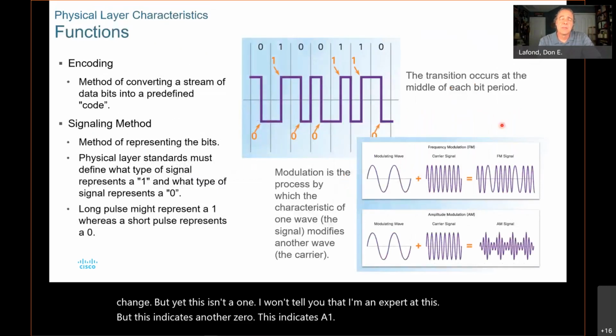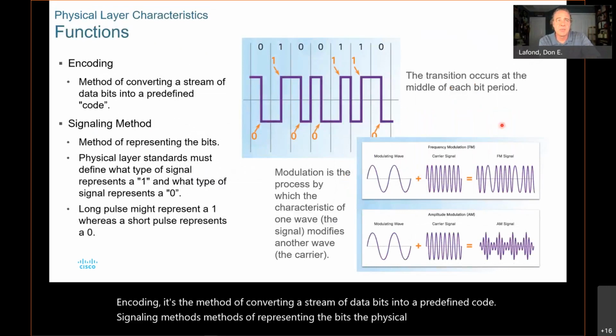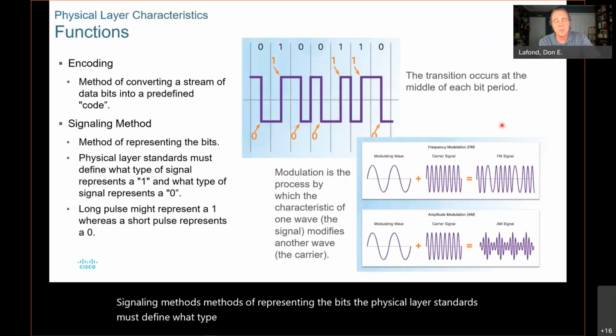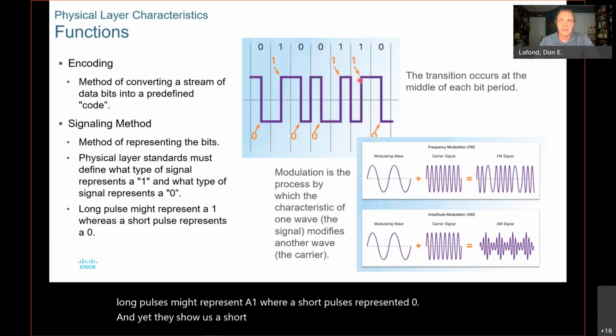Encoding is the method of converting a stream of data bits into a predefined code. Signaling is the method of representing the bits. The physical layer standards must define what type of signal represents a 1 and what type of signal represents a 0. Long pulses might represent a 1, whereas short pulses represent a 0. And yet they show us a short pulse here being a 1. So that's why I say I'm not an expert in this.